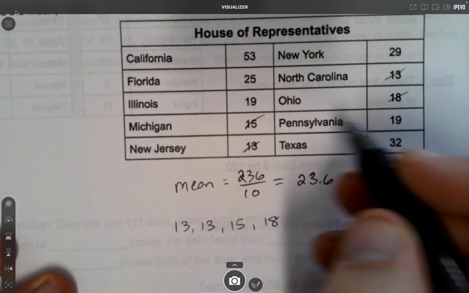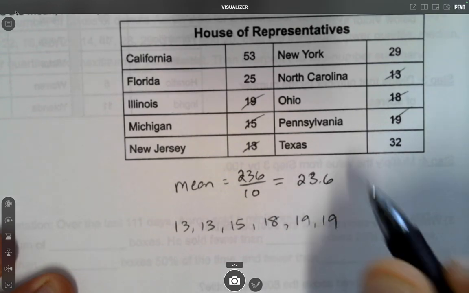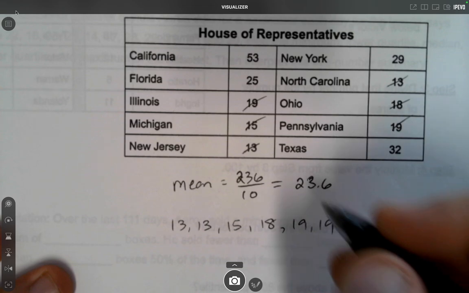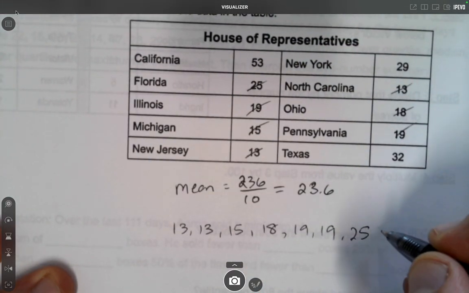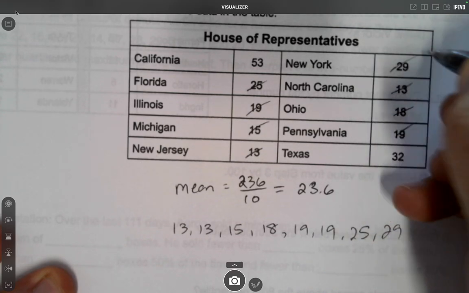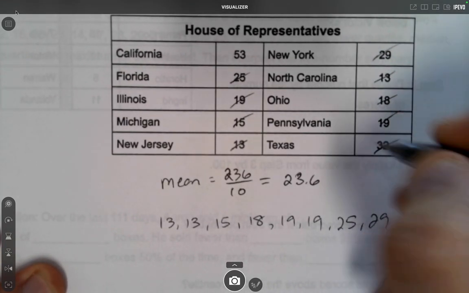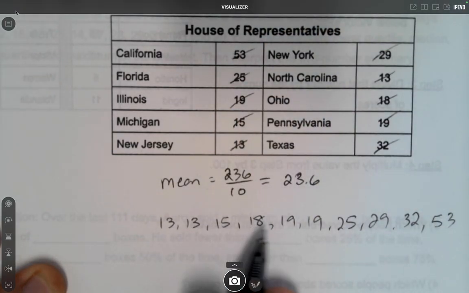Then we have two 19s from Pennsylvania and Illinois. And again, if it shows up twice, you list it twice here. Next would be 25 from Florida, 29 from New York, 32 from Texas, and 53 from California. I'll just double check. 1, 2, 3, 4, 5, 6, 7, 8, 9, 10. Okay.